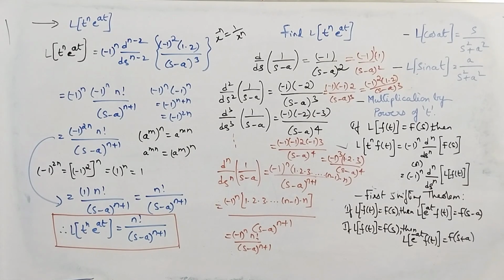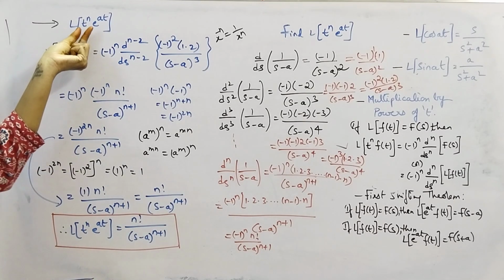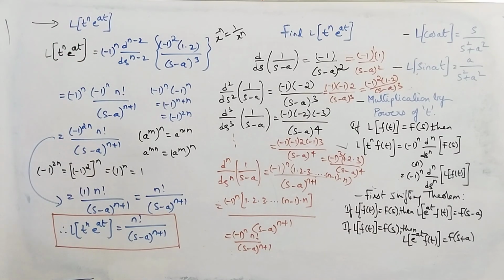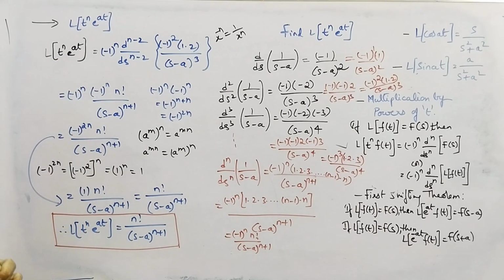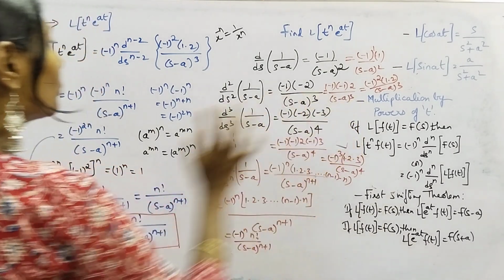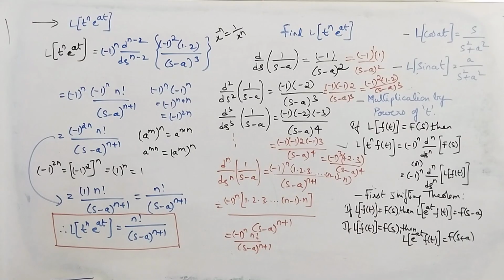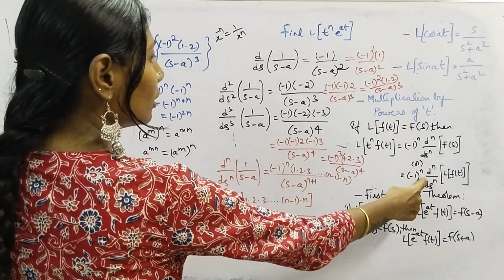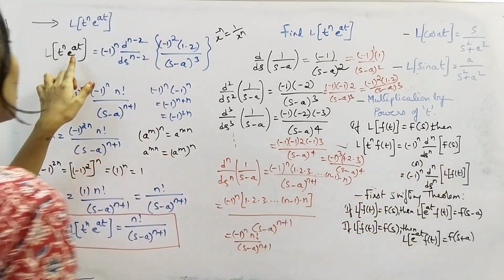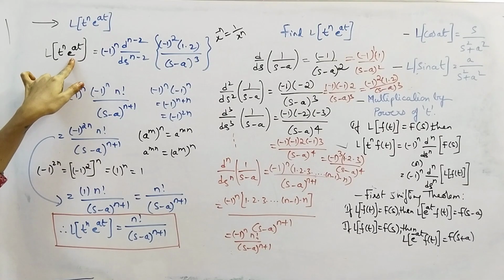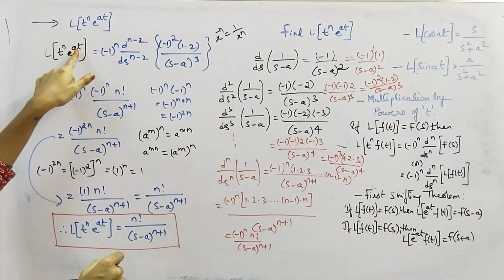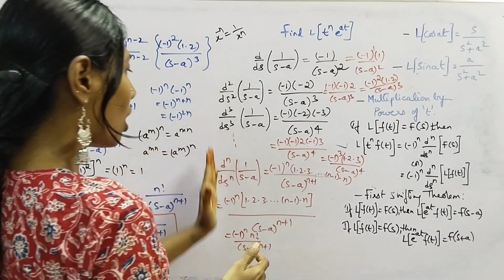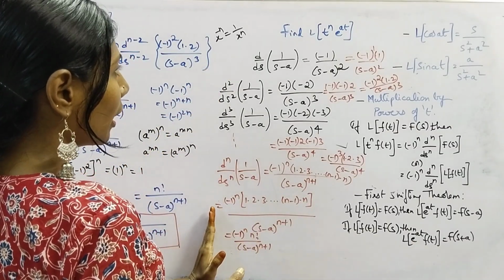So first of all, understand the problem. What we are asked to find is the Laplace transform of t power n into e power at. We'll just use the multiplication by powers of t formula. Here we need to find the nth derivative of L of f of t, that is, the nth derivative of L of e power at. So this is how we find it.